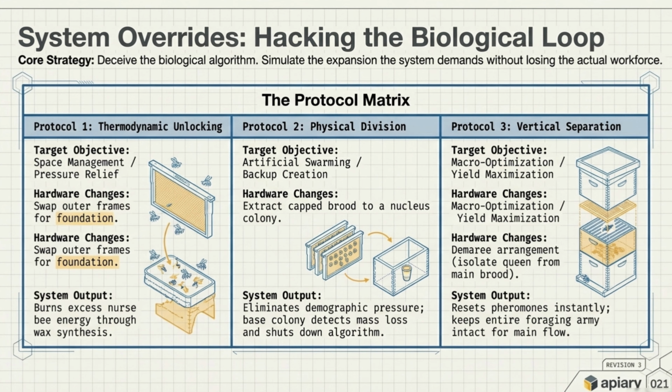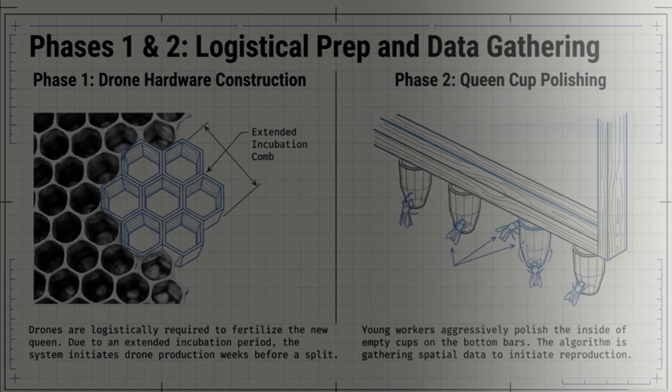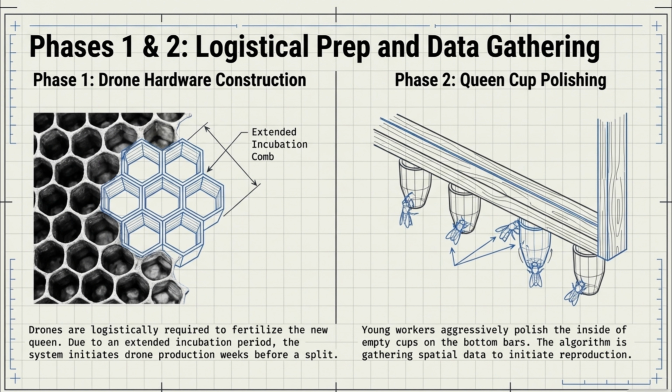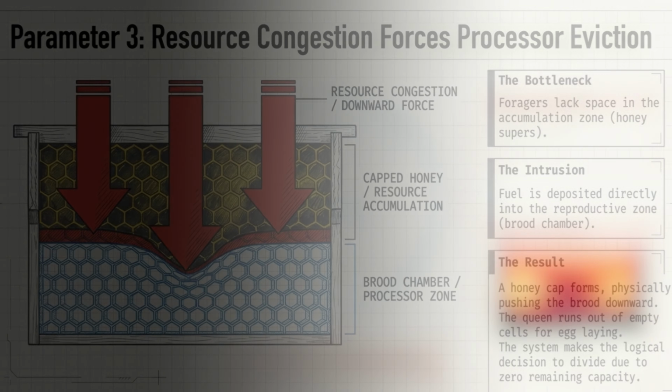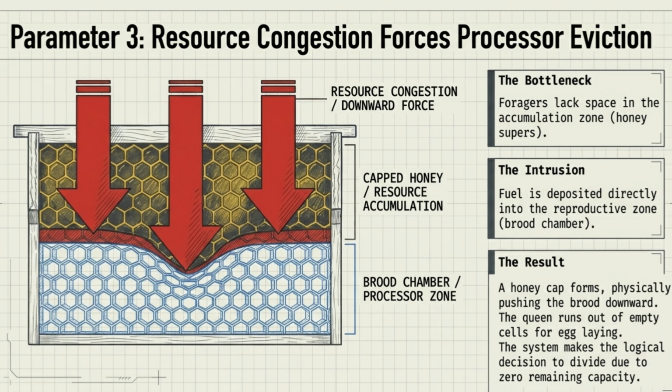Detection of an egg in the queen cup. At this moment, the system changes its operational mode. The queen drastically reduces egg laying in order to lose weight and become aerodynamic for flight. Foragers stop nectar intake. They form beards at the hive entrance. Production is officially halted.